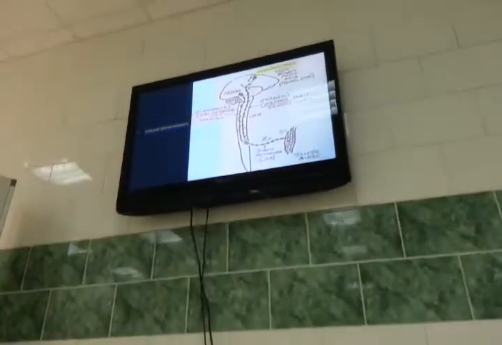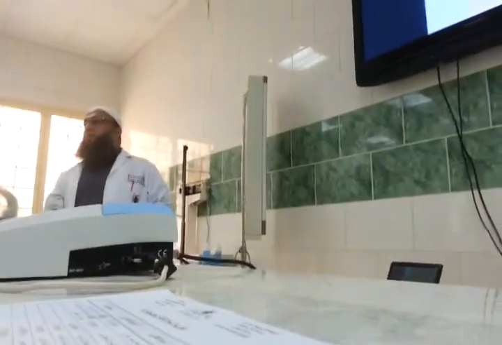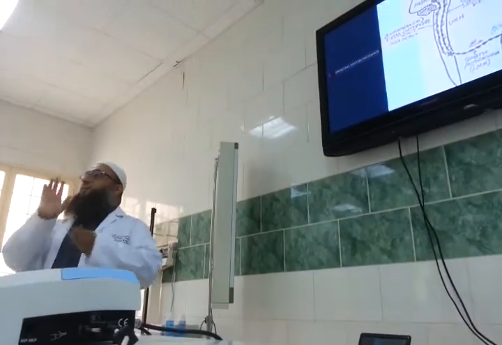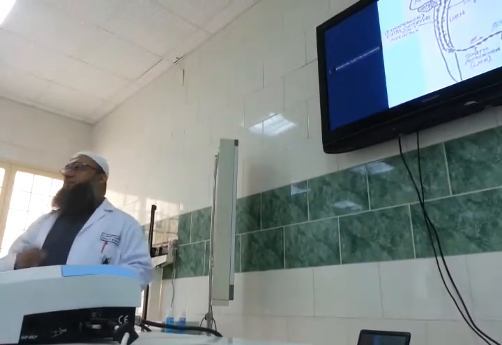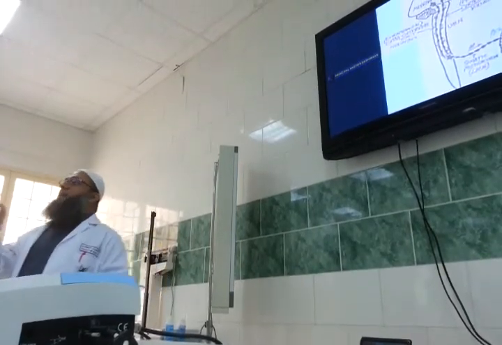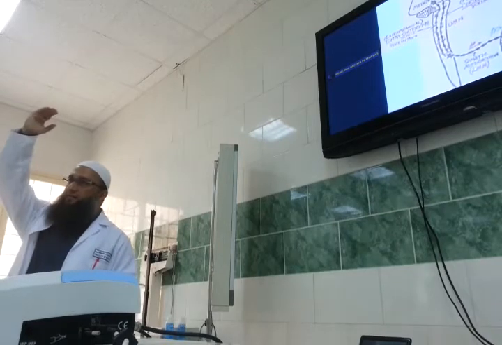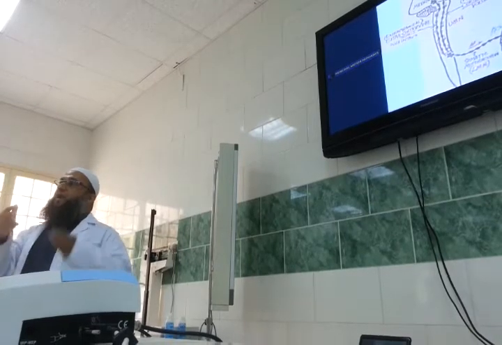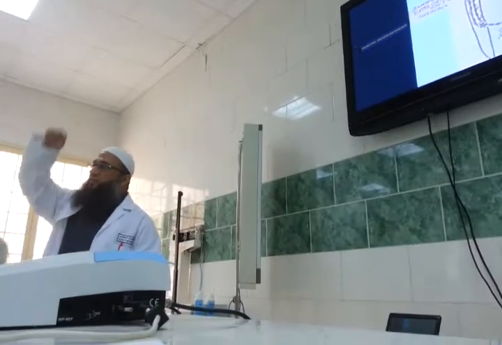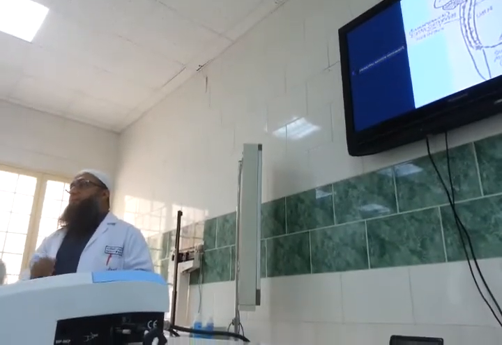So what is the lower motor neuron? The lower motor neuron starts from the spinal cord and innervates the muscle. So this neuron is called the lower motor neuron, and the neuron that starts from the brain to the spinal cord and synapses with the somatic motor neuron is called the upper motor neuron.